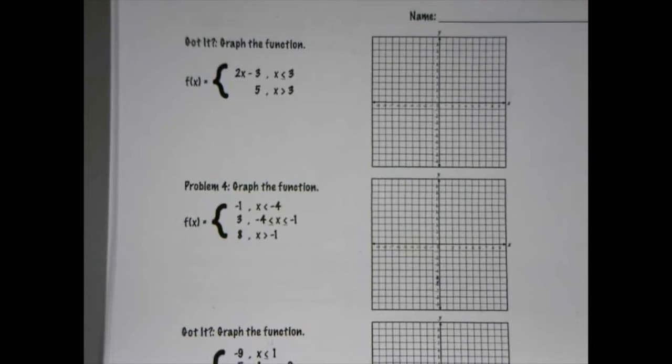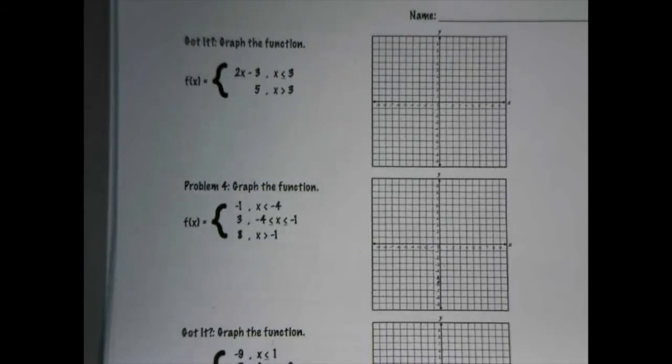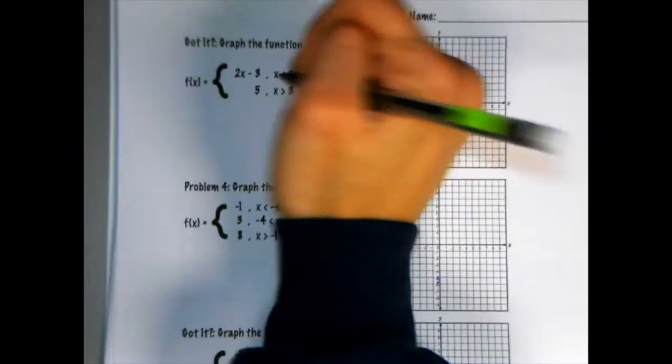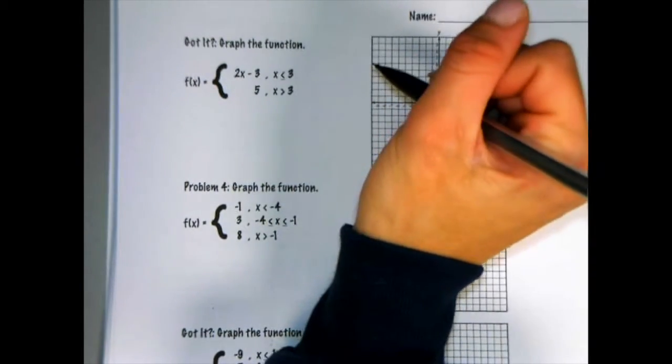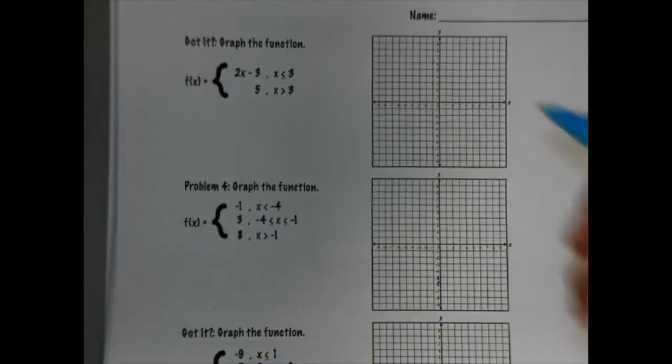Are we done? Or done enough for me to go over it? Yeah, okay. All right. So for this one, we have y equals 2x minus 3 and y equals 5. So the way that I will typically do this is I'll put my line in, so at 3.